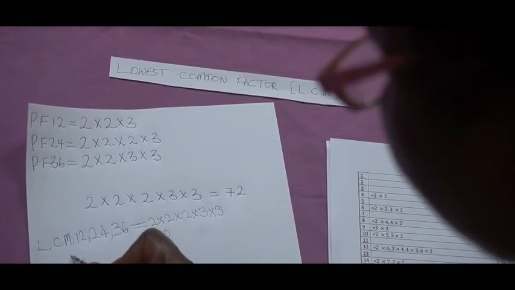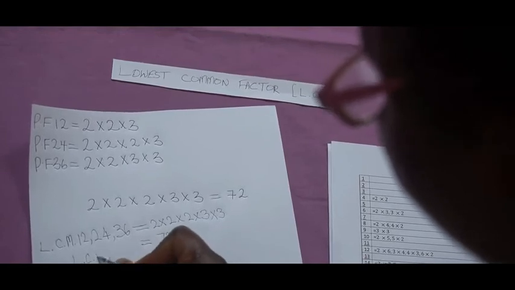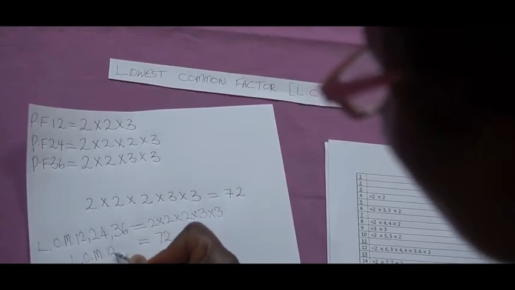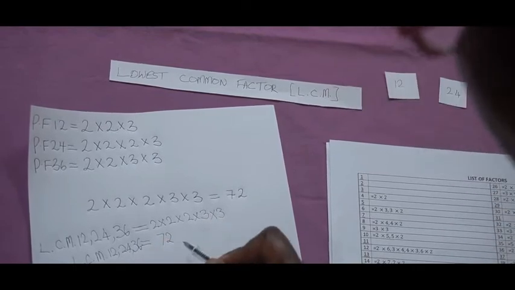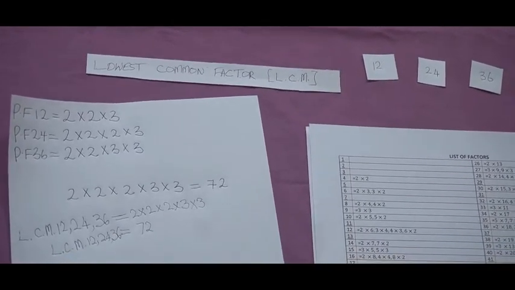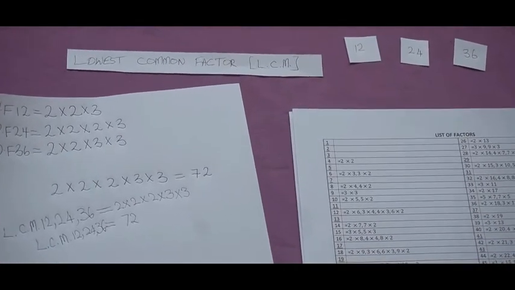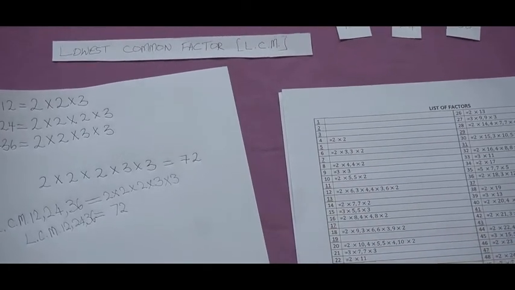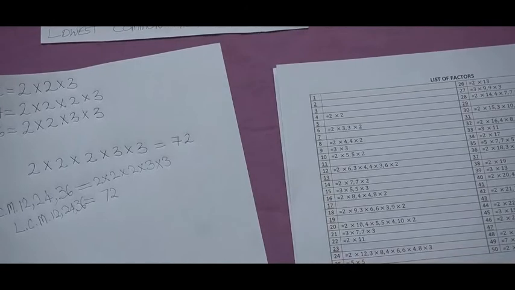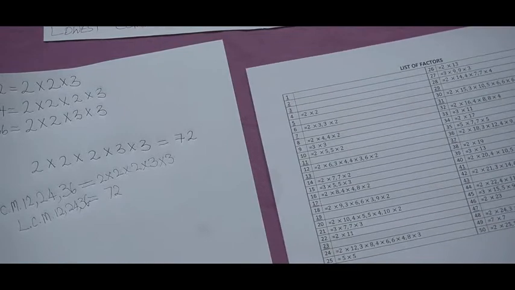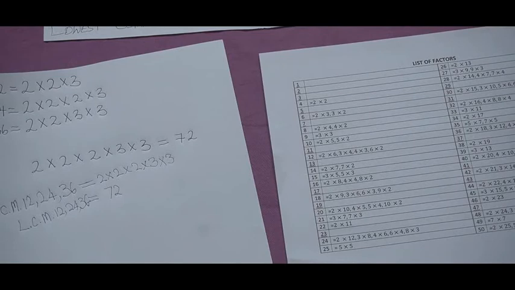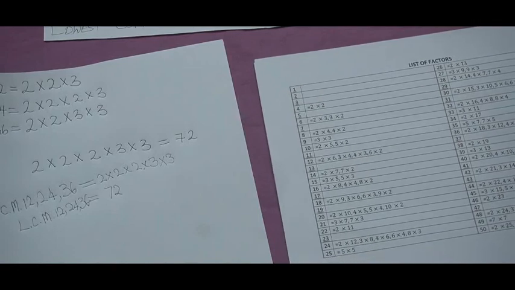So the LCM of 12, 24, 36 equals 72. So remember, in LCM we take the factors as many times as it appears in any of the numbers. Okay. So go ahead and find out the LCM of numbers just as you have been shown. What numbers do you want to choose? 8, 24, and 48. Okay. So go ahead and find out the LCM of 8, 24, and 48.